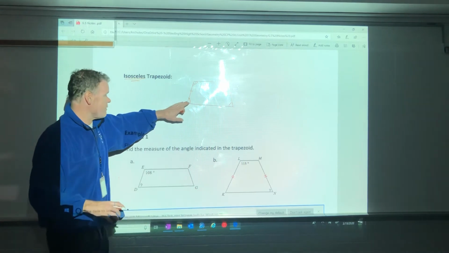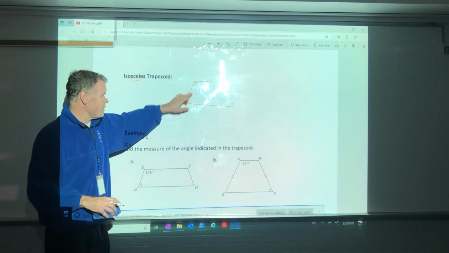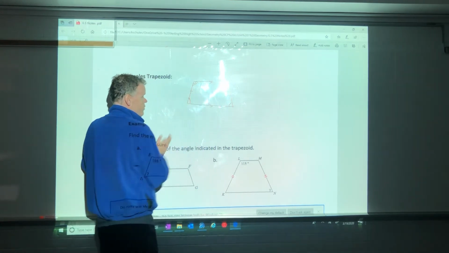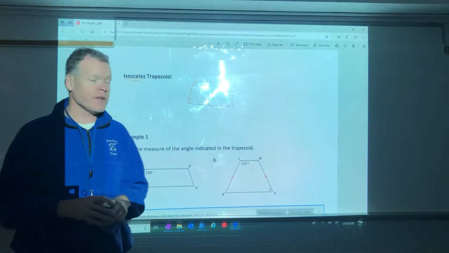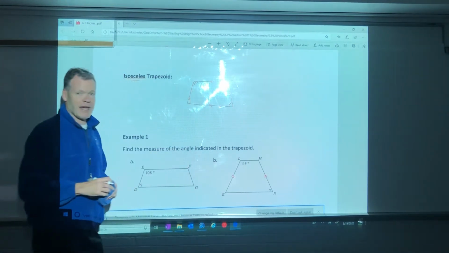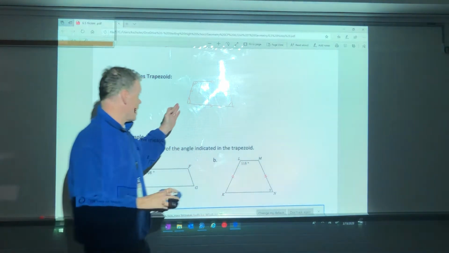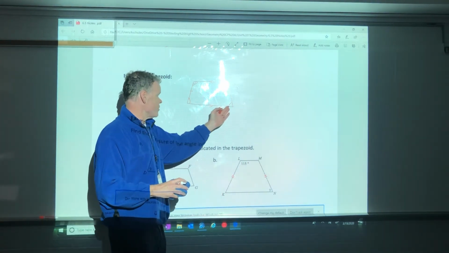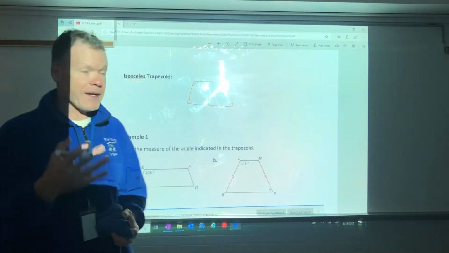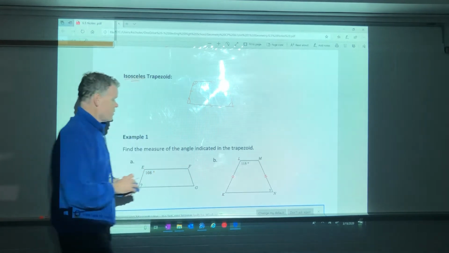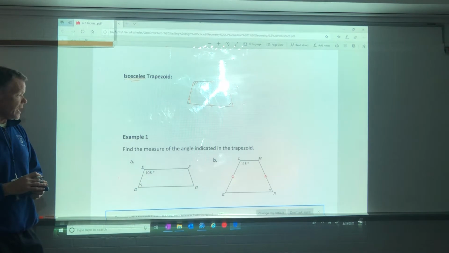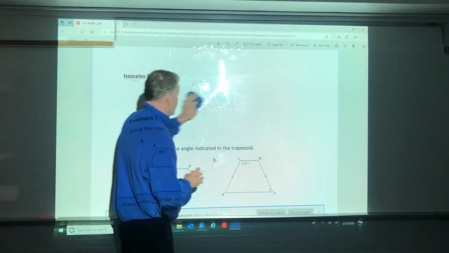You're still going to have your consecutive interior angles. I like calling that because that's something we can relate to. It's like a transversal hitting two parallel lines. These are going to be supplementary, meaning they have to add up to 180 degrees. Again, the two bottom base angles are going to be congruent, and the two top base angles are going to be congruent when we're talking about an isosceles trapezoid. Okay, let's see what we have here. We're going to go down to a couple of examples.